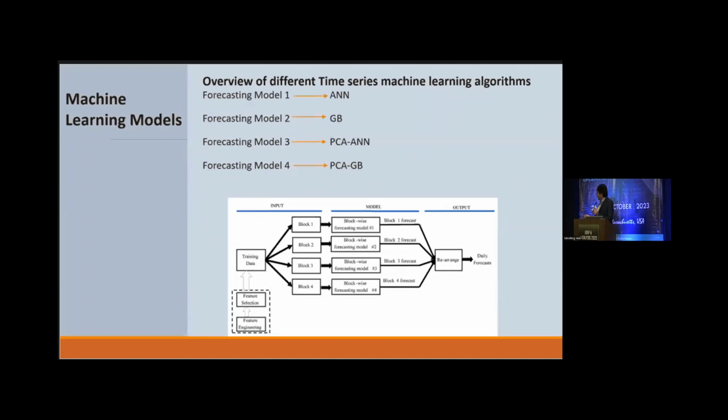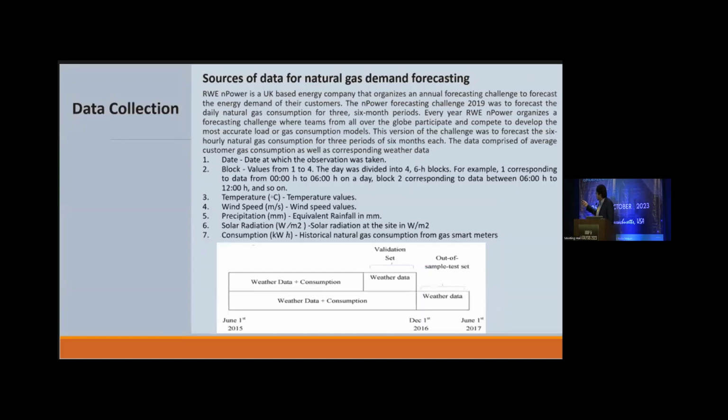We basically developed four forecasting models using different machine learning techniques: ANN, gradient boosting, a combination of PCA and ANN, and a combination of PCA and gradient boosting. All four models were built on the data for the full 24 hours, broken down into different blocks. Blocks are values from 1 to 4, so the data was divided into four blocks, six hours each.